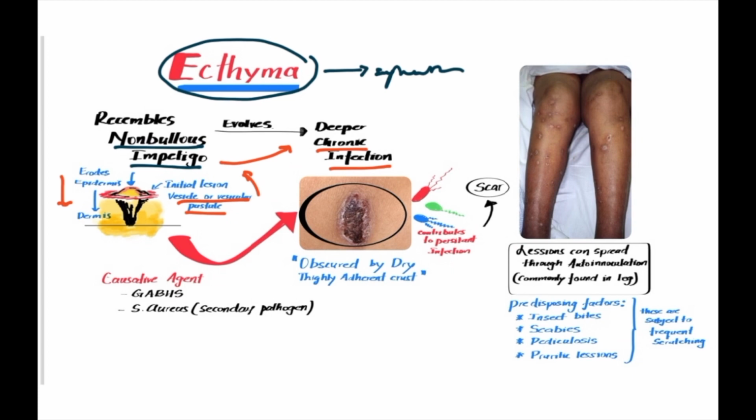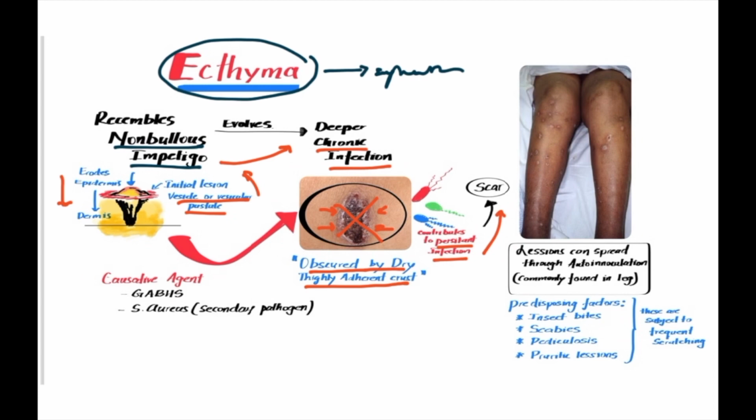Once it starts to erode, it will cause an obscured, dry, tightly adherent crust on the top, just like you can see in this picture. What this crust does is it will not allow the skin to approximate. Once this crust is formed, the approximation is not possible, so this skin lesion will not heal. So it will predispose to infection. So the recurrent infection will lead to scar formation as well.